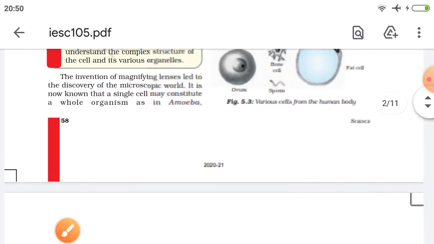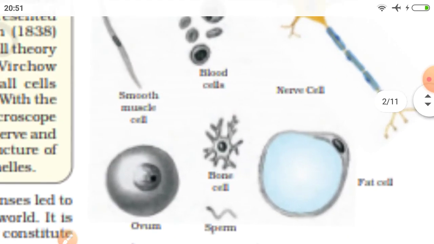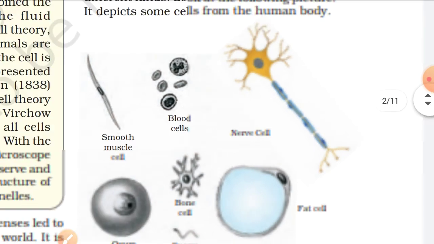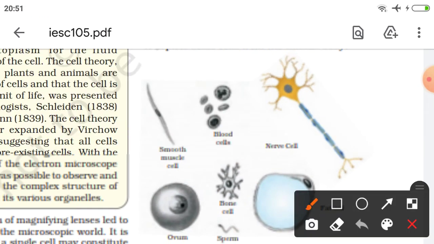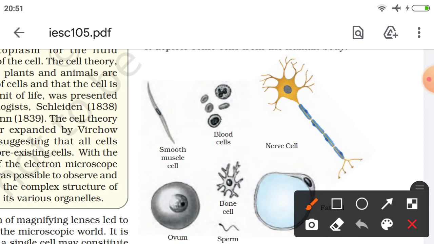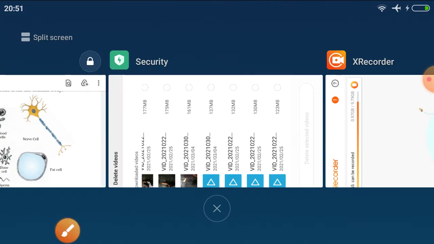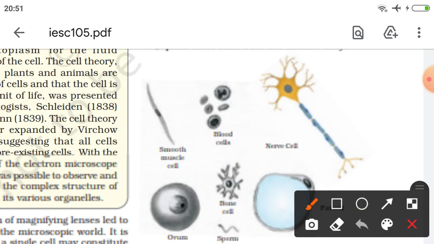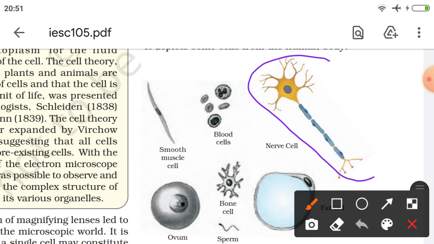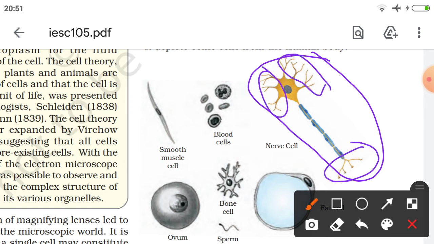Like the nerve cell, I hope I have the picture of the nerve cell. Let me tell you about the picture. So here are our pictures of the nerve, blood, sperm, bone, ovum, fat cell. So let us talk about it. Firstly, our favorite nerve cell. You can see the nerve cell, the function of the nerve cell is to transfer messages. So it has this networked shape.